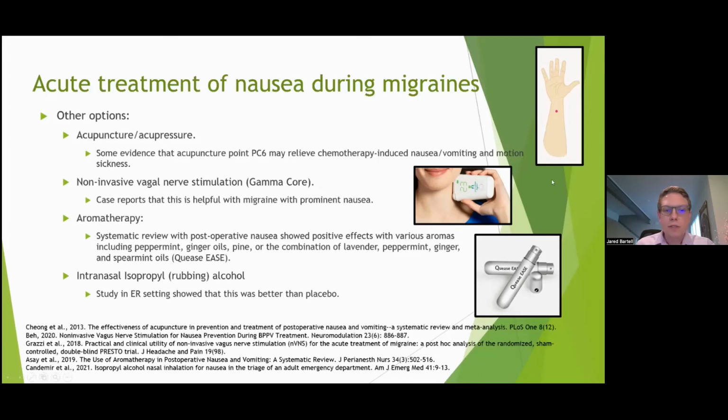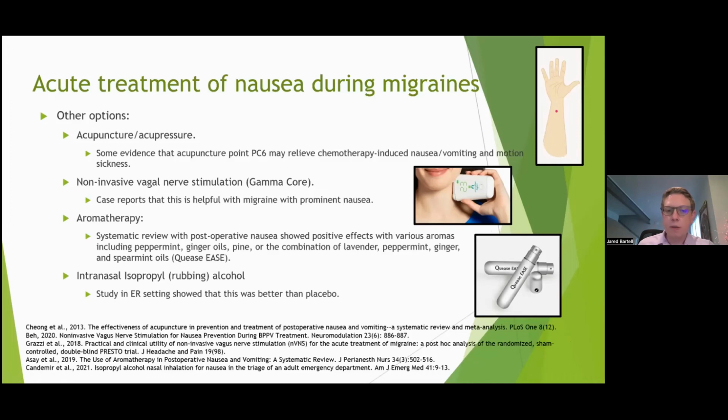And then another thing, aromatherapy. There's not the best evidence, but there is a lot of work in this area, like essential oils and other things that can be helpful. People swear by them, and I think they probably do work. And then there was a systematic review that showed benefit specifically with postoperative nausea.